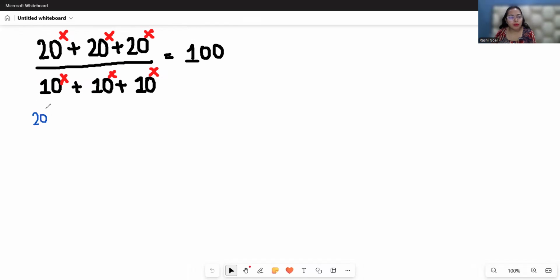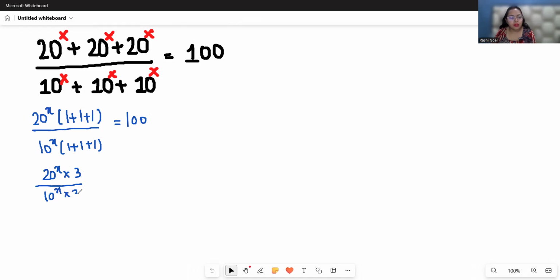So if I take 20^x as common from the numerator, it's 1 plus 1 plus 1, and 10^x from the denominator, so 1 plus 1 plus 1. Now it becomes 20^x times 3 by 10^x times 3 equal to 100. So we can cancel this out. So 20^x by 10^x equals 100. So we can write this as (20/10)^x equals 100. So this gives only 2^x equals 100.